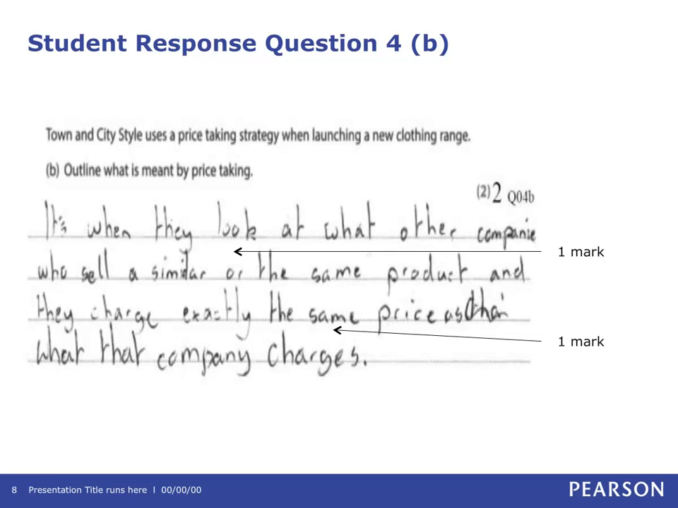Awardable answers are: the business bases its prices on its competitors, 1. Prices are set at the same level as other similar or identical products, 1. Match the price of its competitors, 1. Look at other businesses, 1. Copying other prices, 2. There were not many good responses to this question.